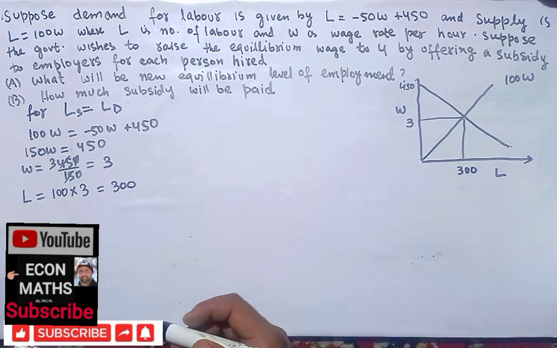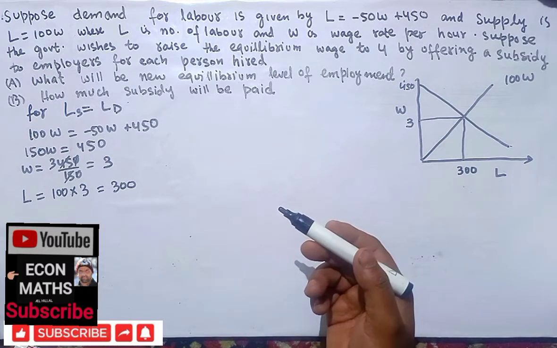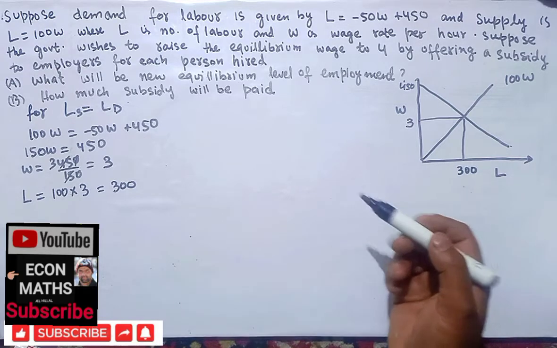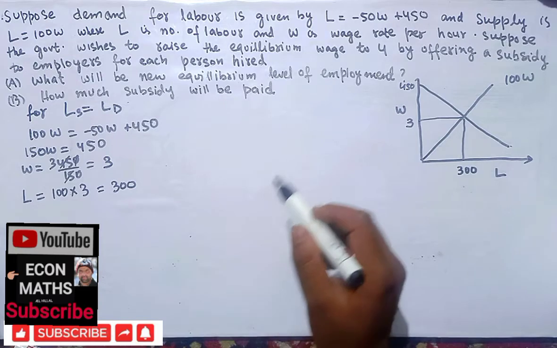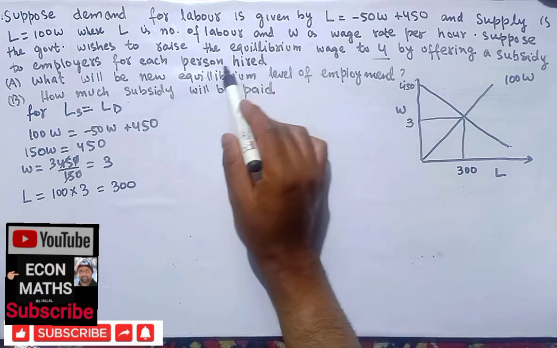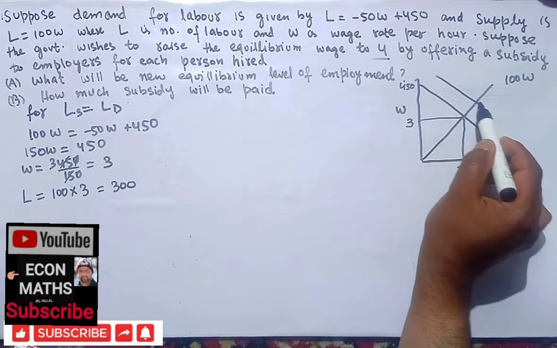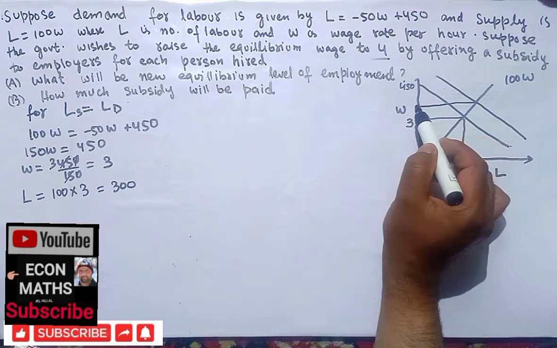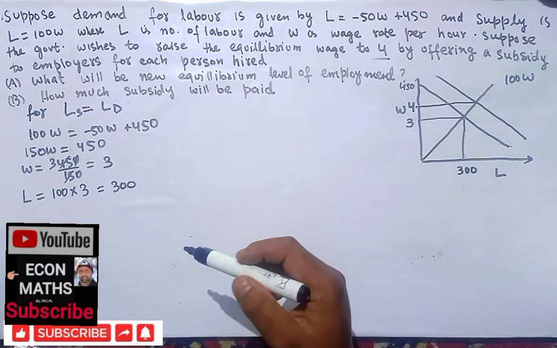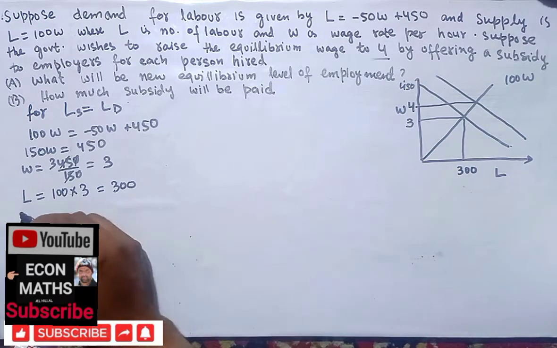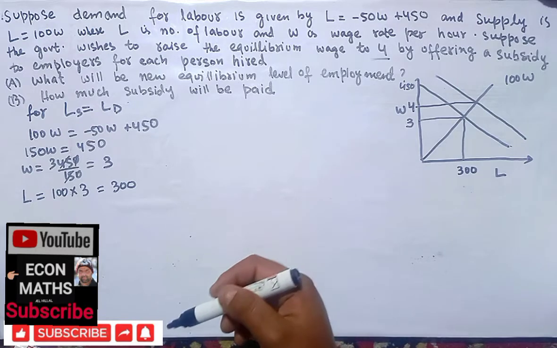Now the impact of the subsidy would be reflected in the shift in the demand. Since the government is offering subsidy, our demand curve will shift. And here it has been told that the equilibrium wage level should rise to 4. That means this labor demand will shift towards the right, and our new equilibrium wage rate is here, 4. As a result of government subsidy, we have to find what would be the number of laborers employed here.